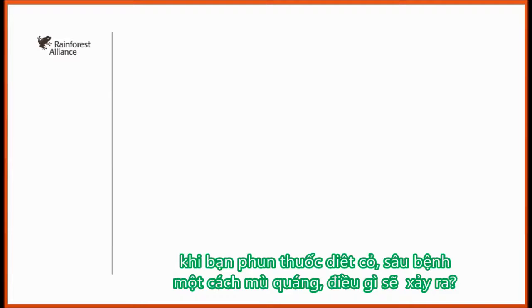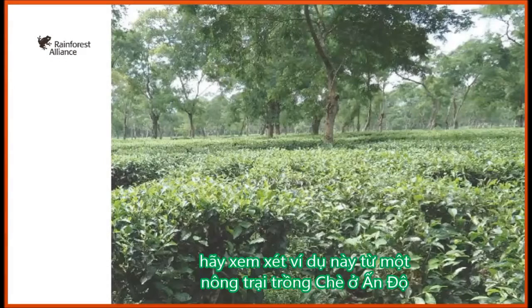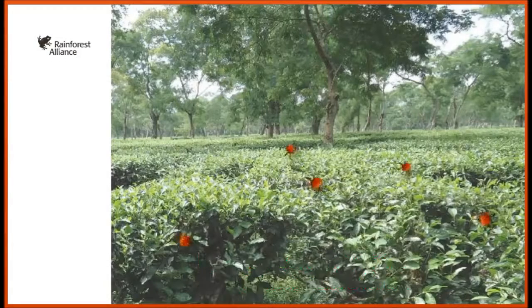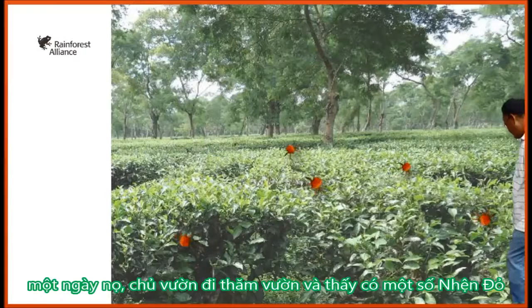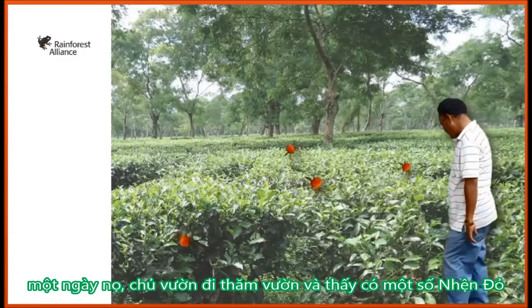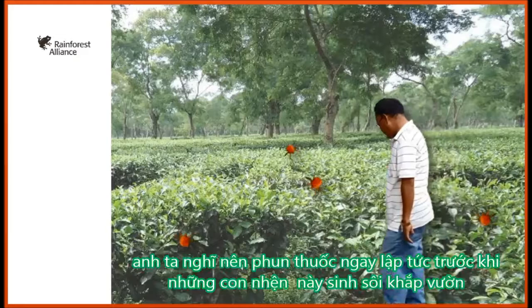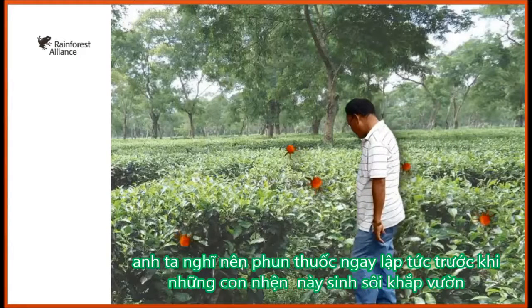When you blindly apply pesticides to your crop, what will happen? Let us look at this example from a tea farm in India. One day, a farmer walked through his farm and noticed some red spider mites. He thought, I should immediately spray my tea before these mites spread all over my farm.